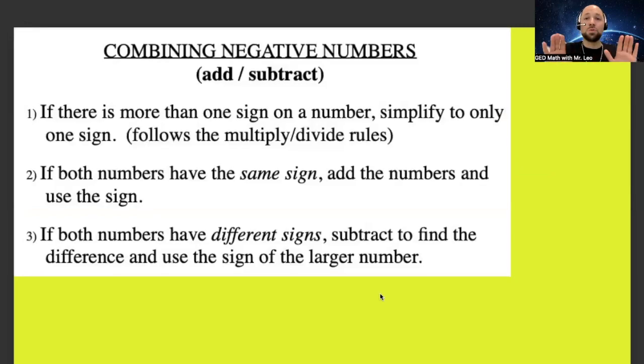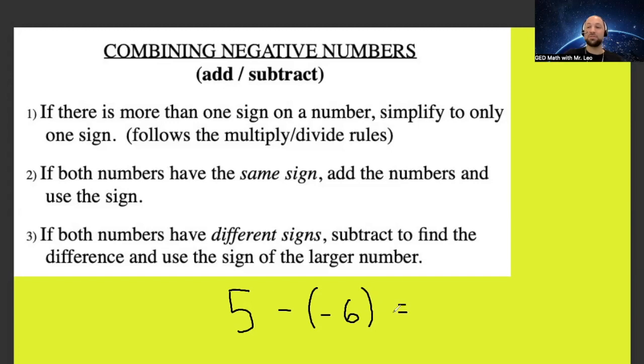Here are all the rules for combining negative numbers, which is adding and subtracting. I'm going to break this down for you right now. Here we go. If there is more than one sign on a number, simplify it to only one sign. This follows the multiply and divide rules. Let me show you what I mean. If I have this, for example, 5 minus negative 6. Now, this looks kind of strange. What does this even mean?